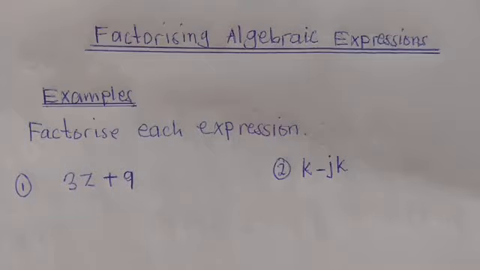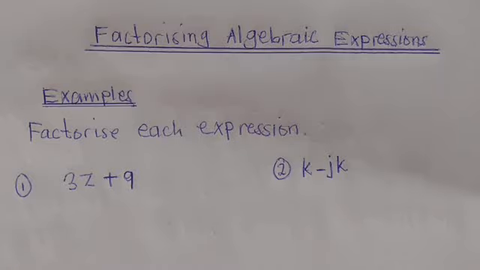Presentation, we are looking at how we can factorize algebraic expressions. So this is our second part of the video. I did the first part of the video under the same topic. So we are just looking at how we can factorize each of these expressions that were given. The first one is 3z plus 9. When you factorize, it simply means that we need to factor out the common number and the common letter.